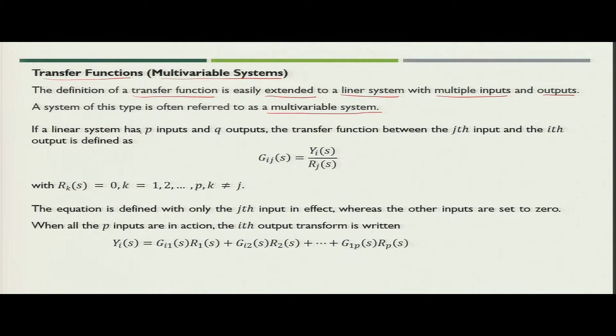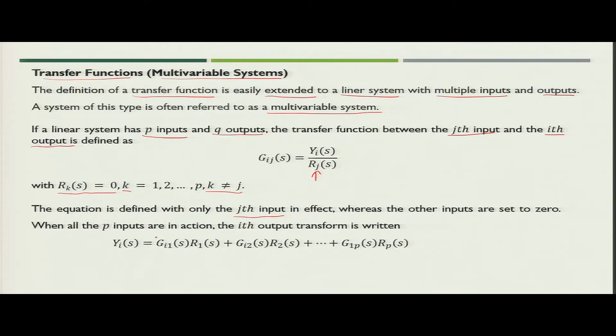Now, if a linear system has p inputs and q outputs, the transfer function between the jth input and the ith output can be defined as G_ij(s) equal to Y_i(s) divided by R_j(s). This is applicable when the other input variables are 0, that means R_k(s) equal to 0 for any k not equal to j. So, we are considering one input at a time.